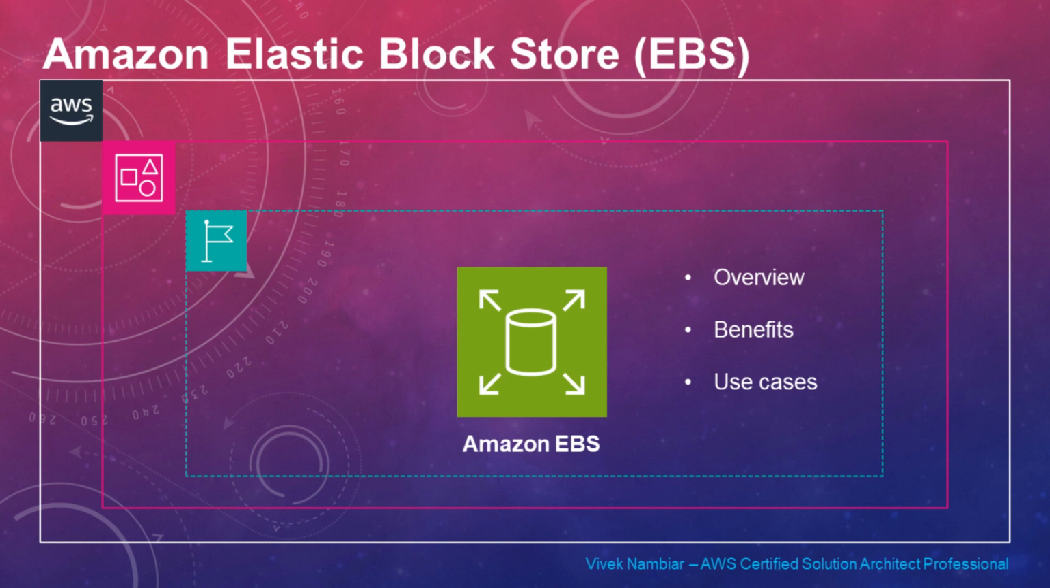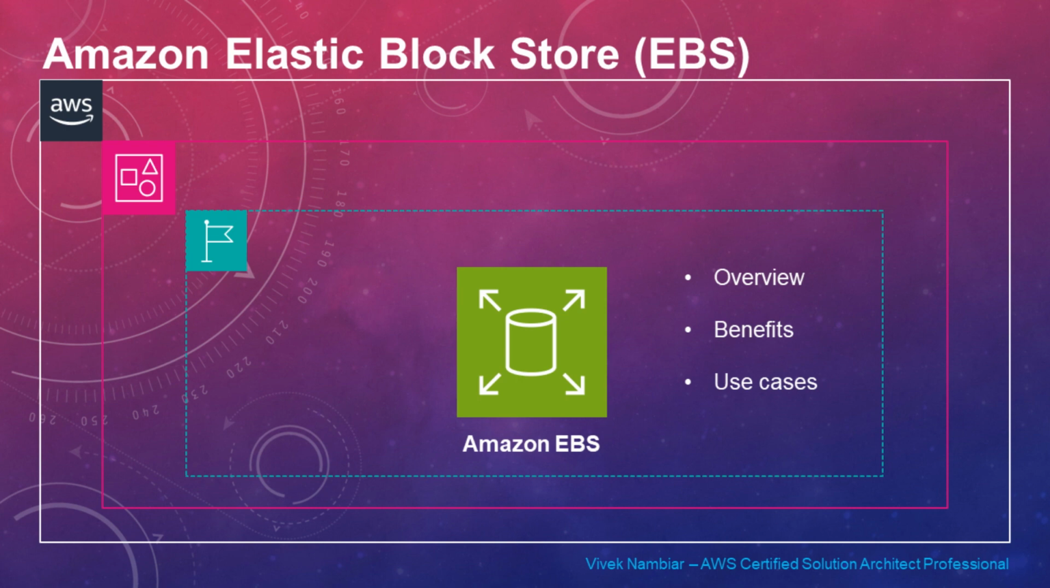Features of Amazon EBS. You create an EBS volume in a specific availability zone, and then attach it to an instance in that same availability zone. To make a volume available outside of the availability zone, you can create a snapshot and restore that snapshot to a new volume anywhere in that region.